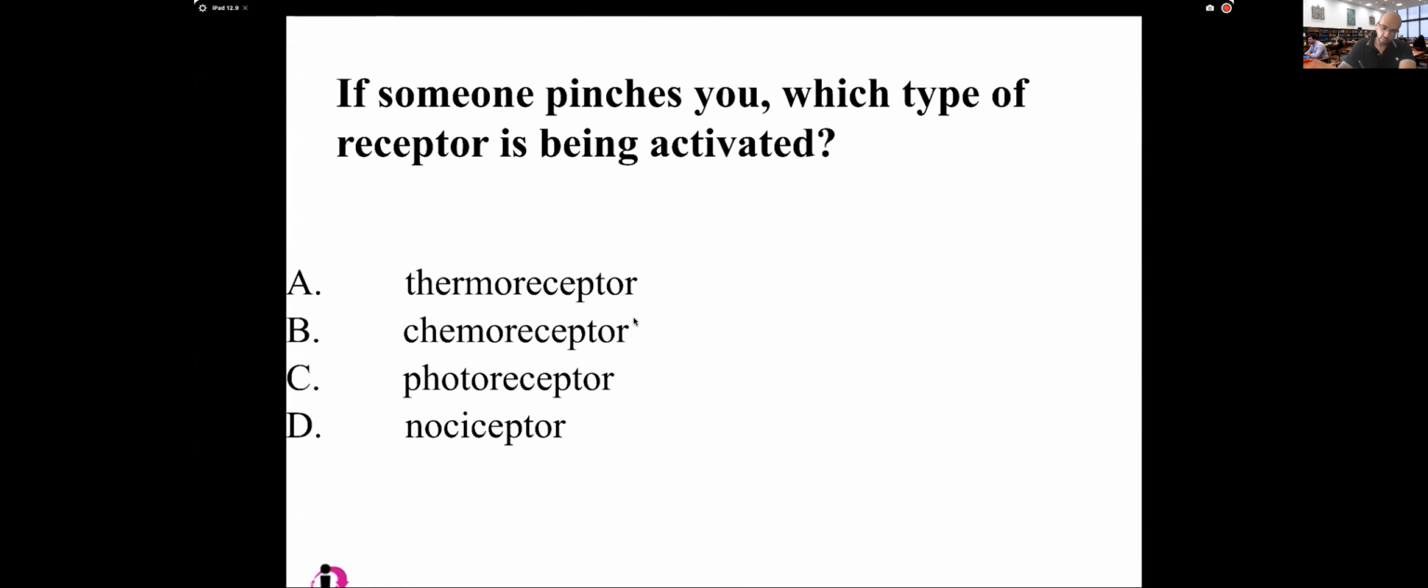All right, so can you tell me, if someone pinches you, what type of receptor is being activated? What's the type of receptors that detect pain-causing stimuli? Those are nociceptors.